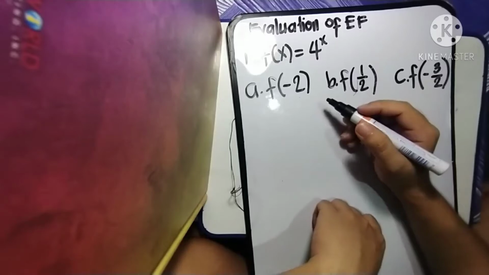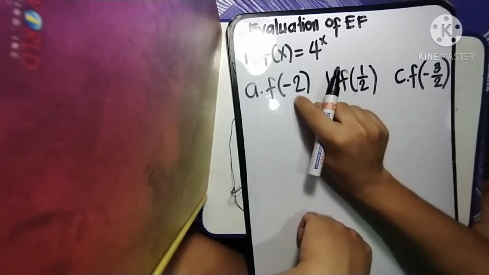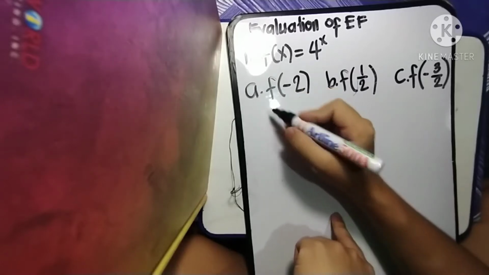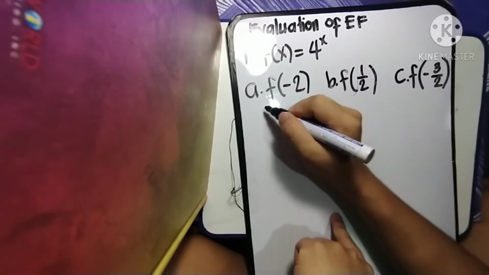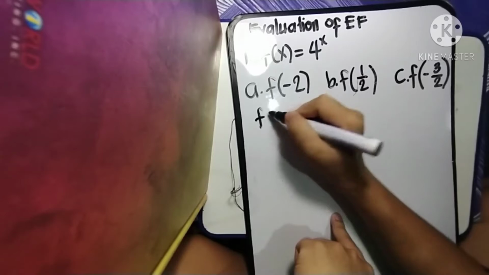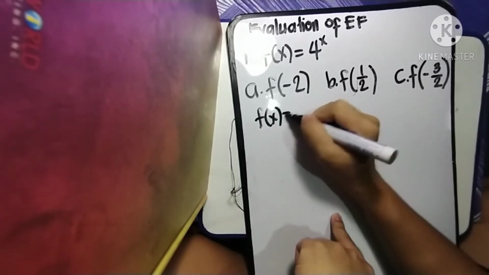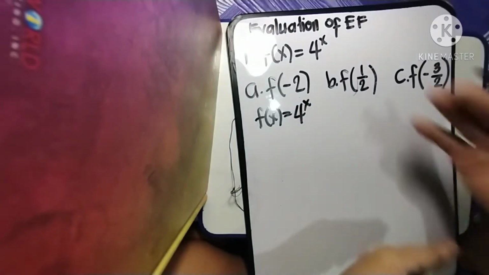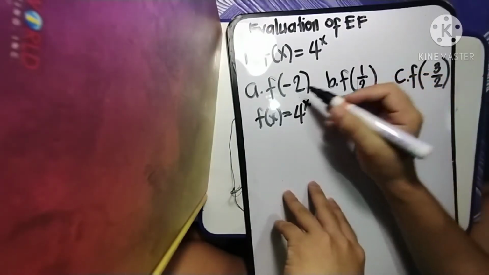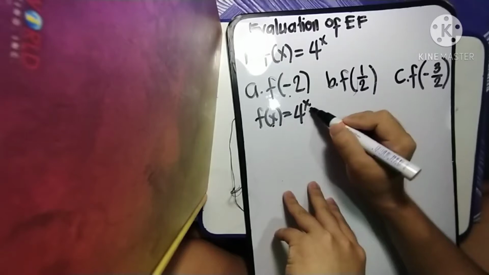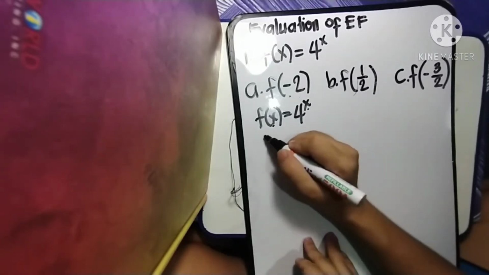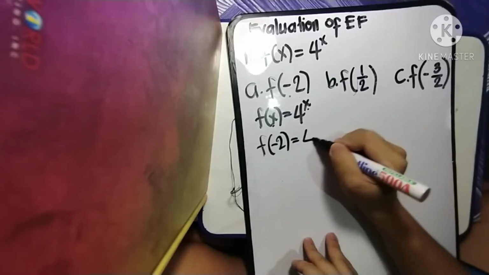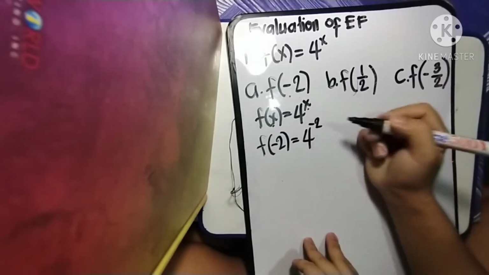Now let us try letter a. Given the value of x, which is equal to negative 2. First, write the given function. We have f of x is equal to 4 to the power of x. Now, in evaluating an exponential function, we need to substitute this to the given variable x. So this will become f of negative 2 is equal to 4 to the power of negative 2.